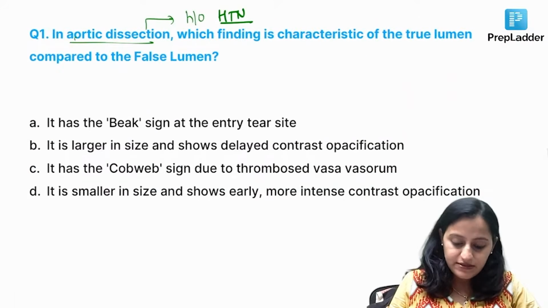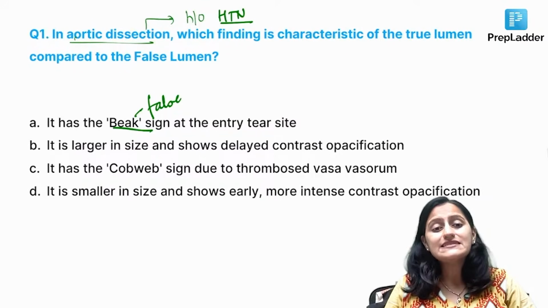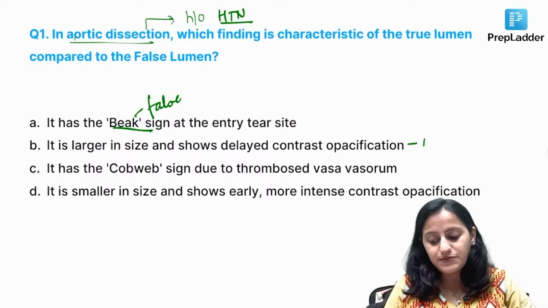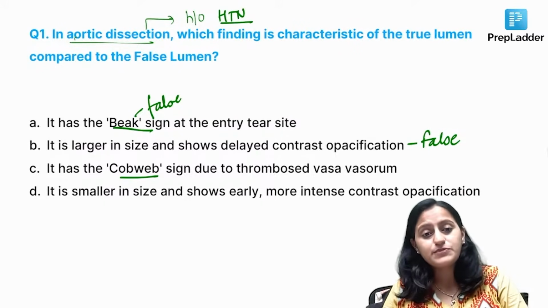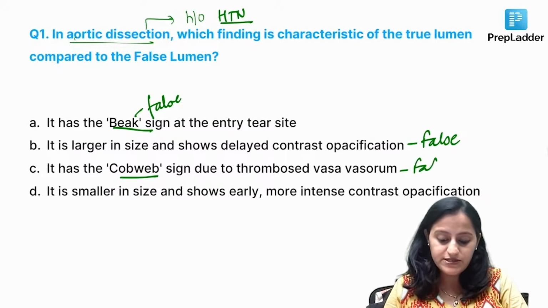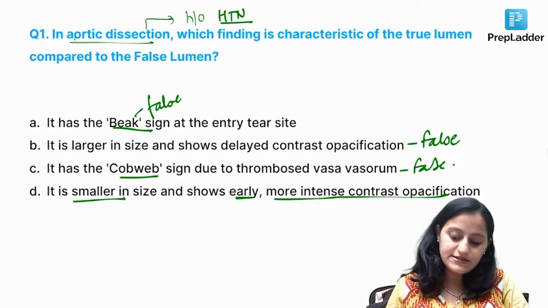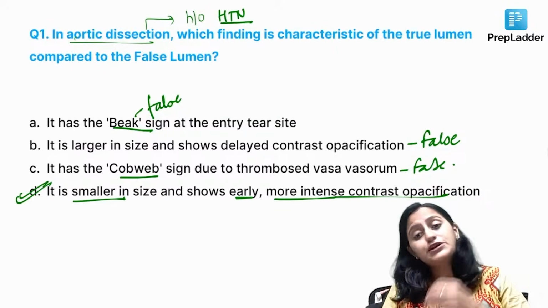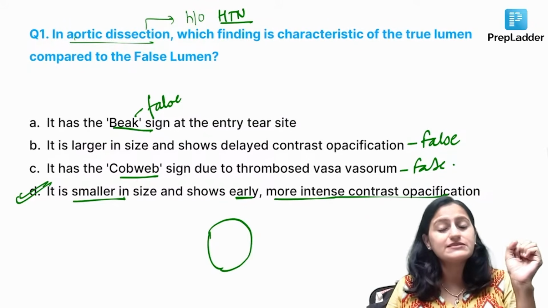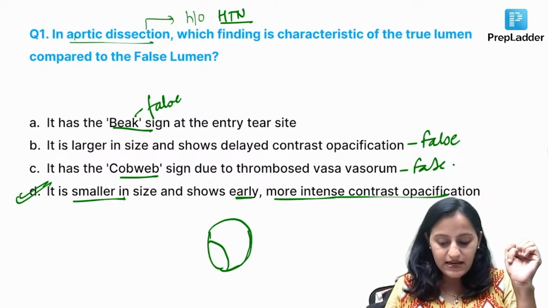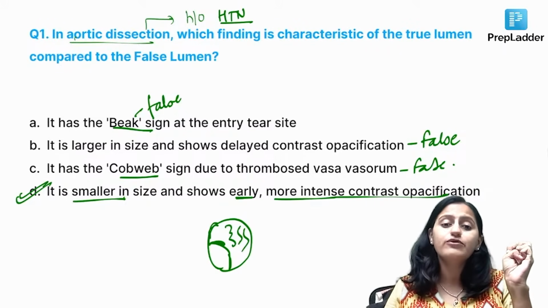So look at the options here. It has a beak sign. Remember, beak sign is suggestive of false lumen. It is larger in size and shows delayed contrast opacification. This is true for false lumen. It has a cobweb sign due to the thrombosed vasa vasorum. This is also for false lumen, right? It is smaller in size and shows early, more intense contrast opacification is true for true lumen. So true lumen is generally smaller and false lumen is generally larger. The beak sign, the cobweb, the thrombus, all this is more common in the false lumen.